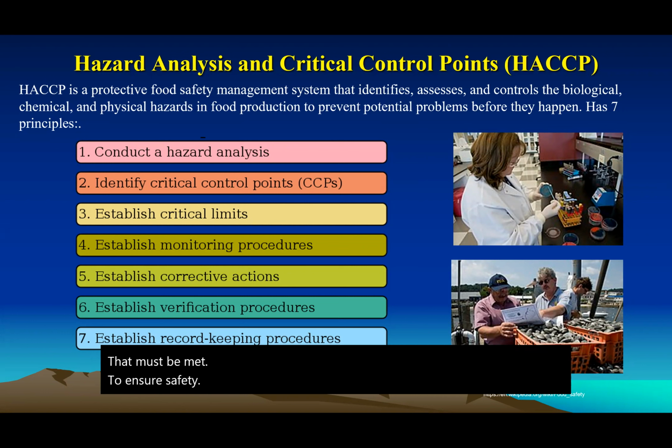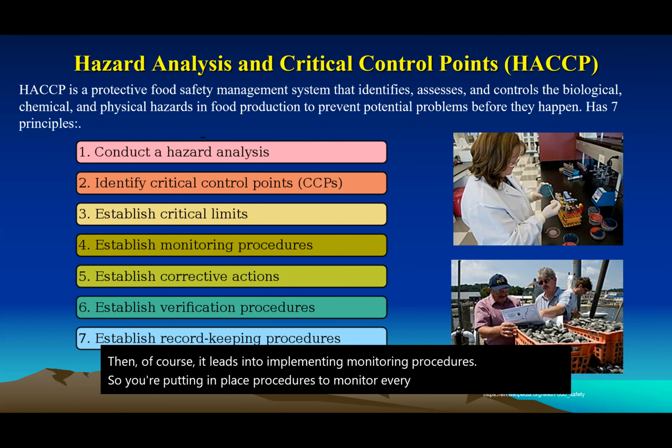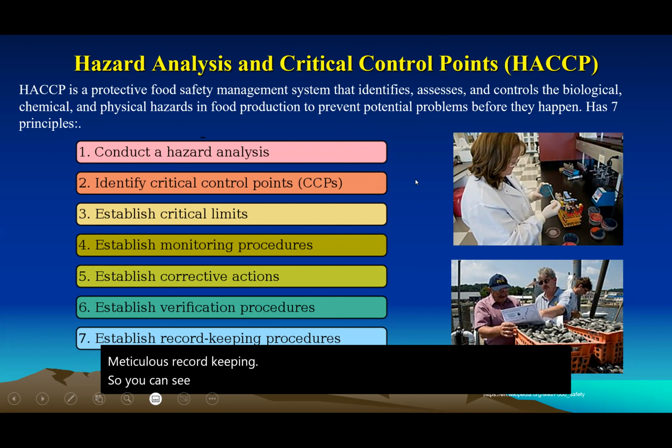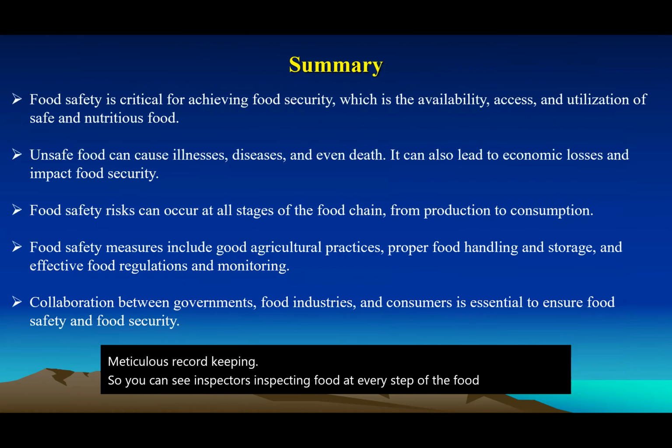Then, of course, it leads into implementing monitoring procedures. So you're putting in place procedures to monitor every critical point. And then if it is broken, you have to establish corrective actions, followed by verification procedures and meticulous record keeping. So you can see inspectors inspecting food at every step of the food production process.